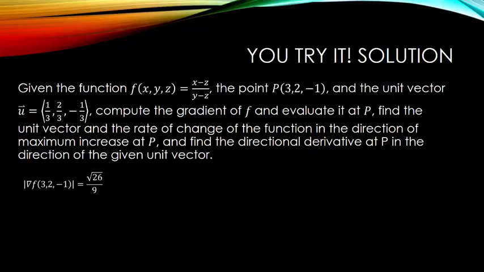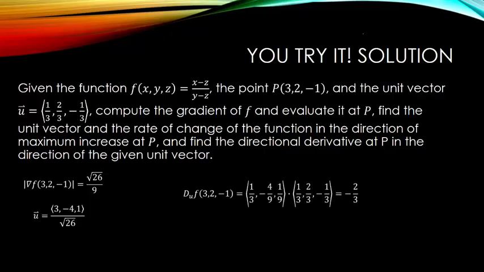The magnitude of my gradient evaluated at (3, 2, -1) gives me the square root of 26 over 9. This is the actual rate of increase. My unit vector is given by the vector components 3, -4, 1 divided by the square root of 26. My directional derivative Du of f evaluated at (3, 2, -1) is given by the vector with components 1/3, -4/9, and 1/9, dotted with the vector with components 1/3, 2/3, and -1/3. This dot product reduces to -2/3.